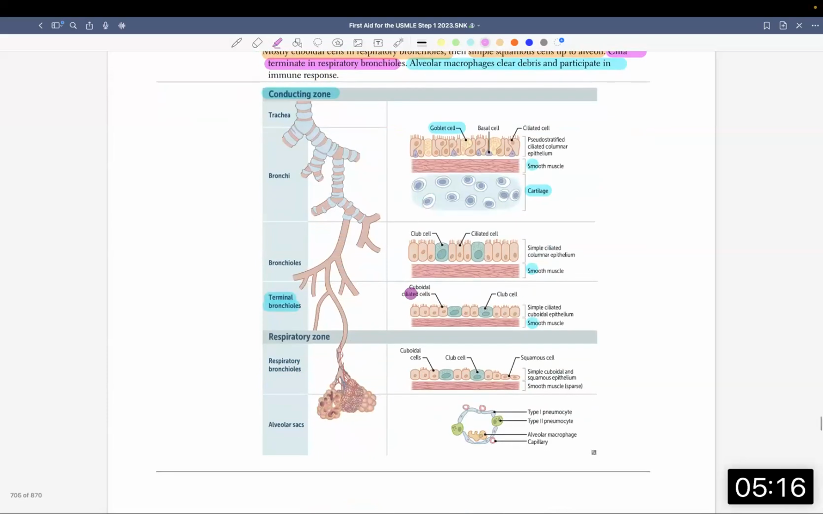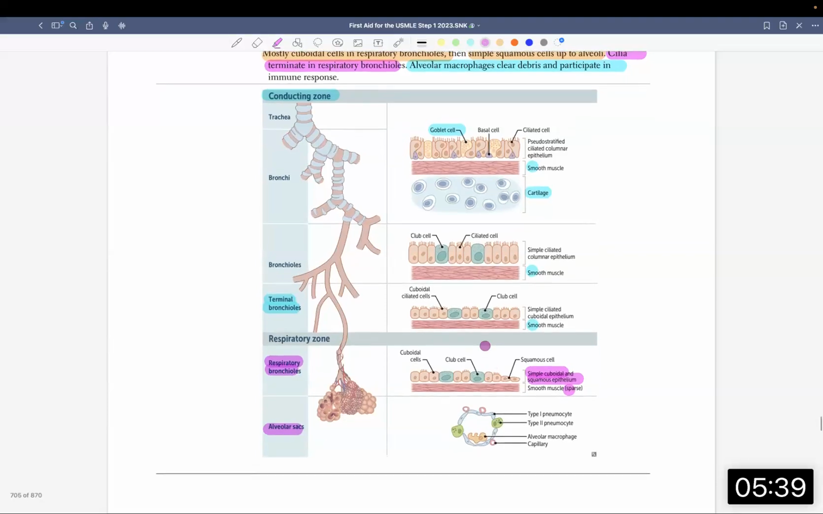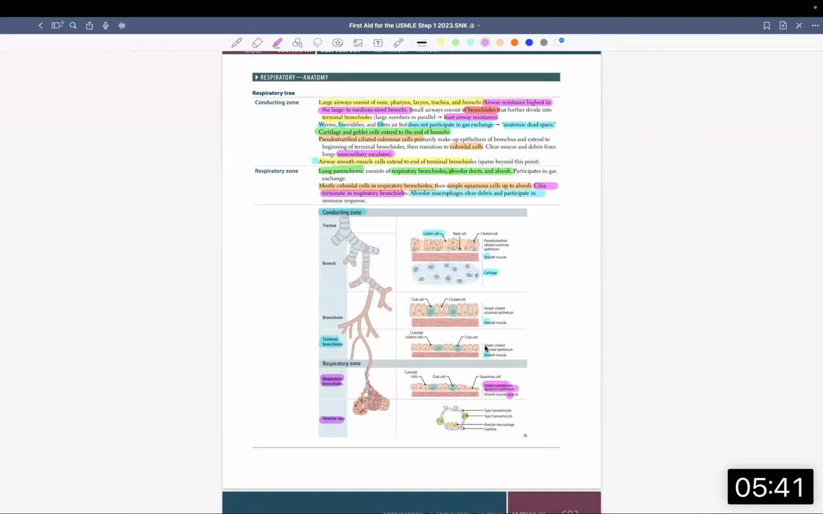Then when they transition to the respiratory zone, we have respiratory bronchioles, the alveolar ducts, and the alveolar sacs. So here, what's the lining? We have simple cuboidal and squamous epithelium. Smooth muscle is very sparse. Cuboidal cells, club cells, and squamous cells are same. Alveolar sacs have a single lining with type 1 pneumocytes, type 2 pneumocytes, alveolar macrophages, and the capillaries. So that is the respiratory tree.